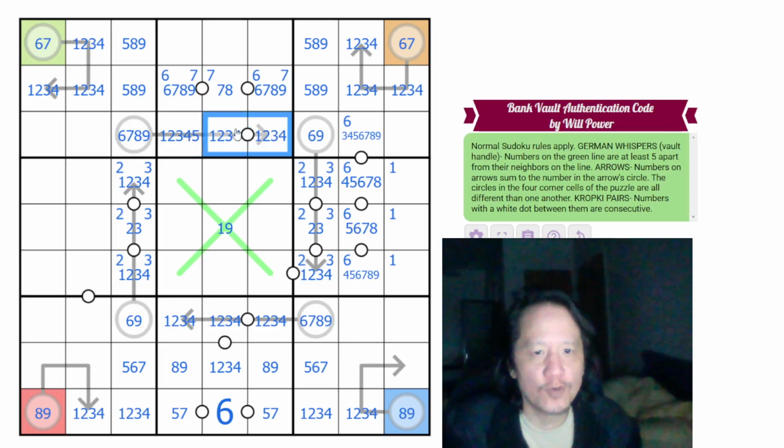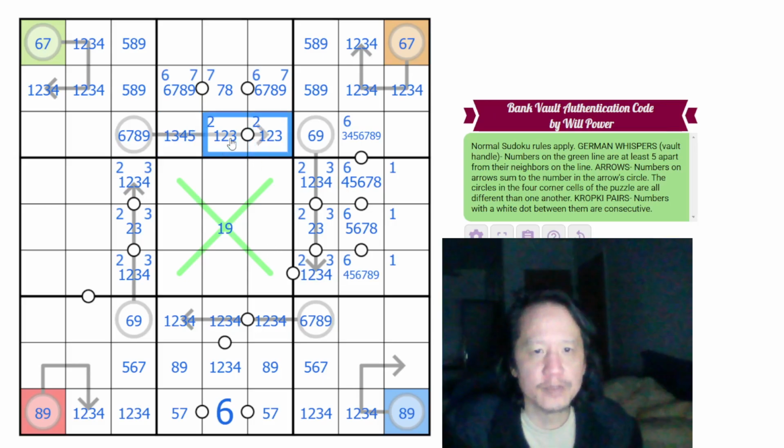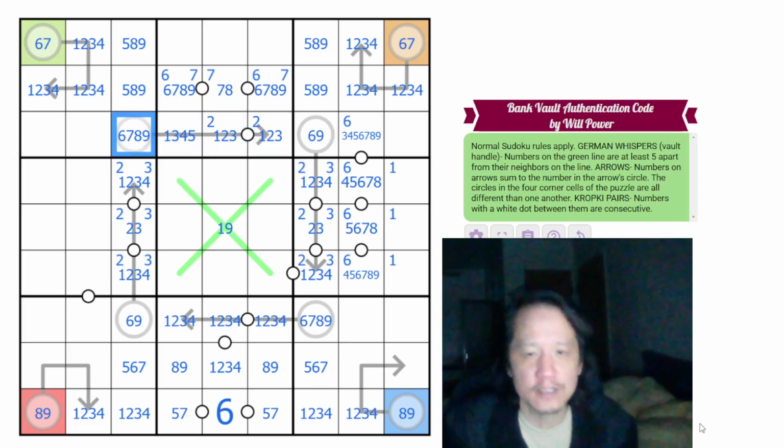Well, if this is 4, then this has to have a 1 or 2 with it, which is not consecutive with it. So this can never be 4. This then has to be 2 with 1 or 3, so this can't be 2. This then has to be either 1, 2, 3, which is 6, or 1, 2, 4, which is 7, or 1, 2, 5, which is 8. So this can never be 9.